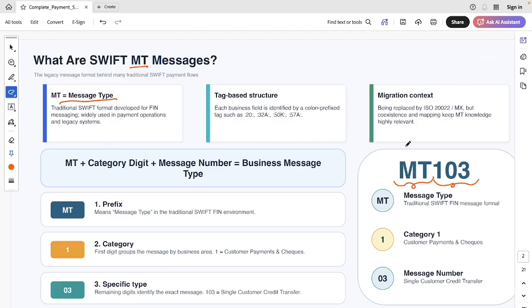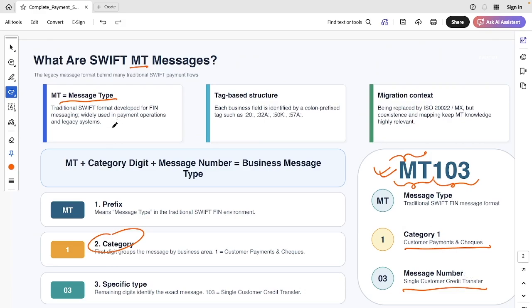The first two characters are called MT, and the first digit represents the category or the business family. For example, in case of MT103, the 1 means the category, and it belongs to customer payments and cheques. The remaining digits, 03, identify the exact message type, that is, single customer credit transfer. That's why MT103 means single customer credit transfer.